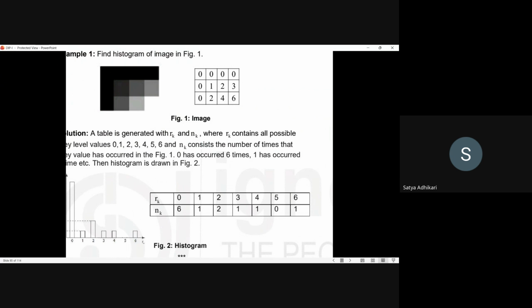Let us draw a histogram for the corresponding data. A table is generated with rk and nk. What is rk? rk contains all possible gray level values: 0, 1, 2, 3, 4, 5, and 6. And nk consists of the number of times the gray level value has occurred in this figure.